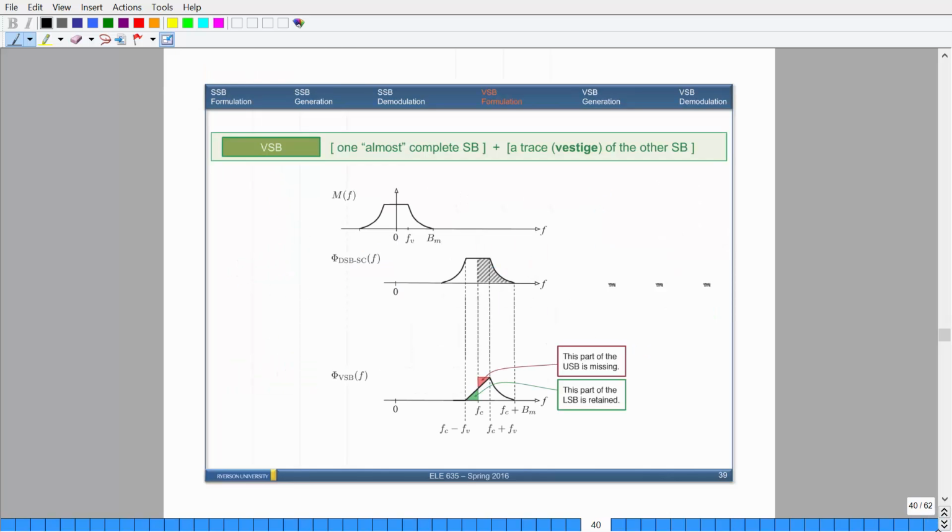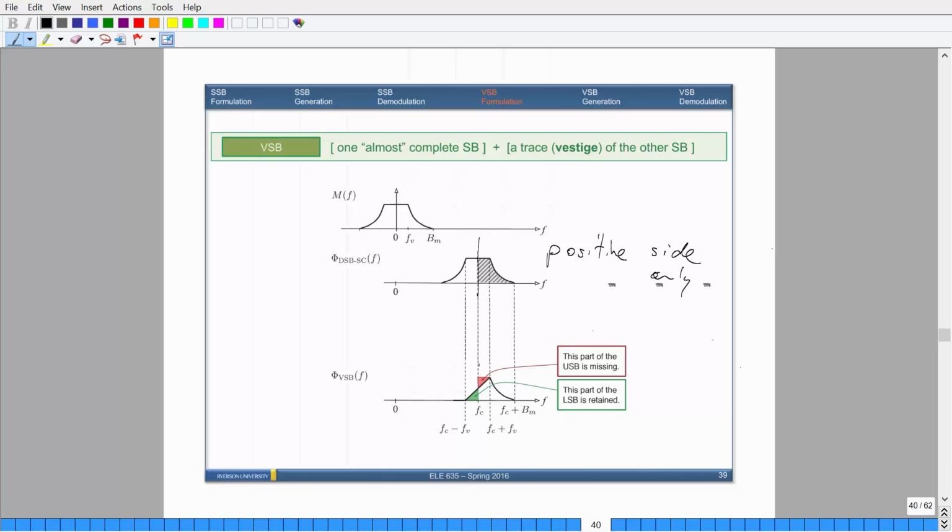Okay, so here's a quick diagram. Here is the original spectrum, which we'll call M of F, and then this is what happens when you perform double sideband suppressed carrier. Again, we're just going to take a look at the positive side only. So when you do a vestigial sideband modulation, this is what the output would be. Remember, this is split down the middle, so this would be F of C.